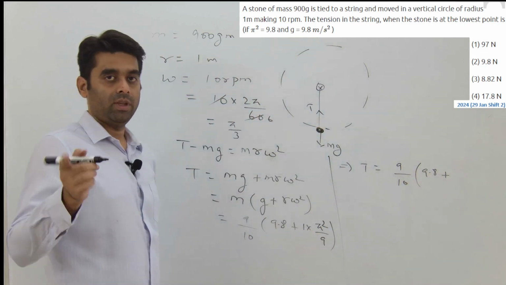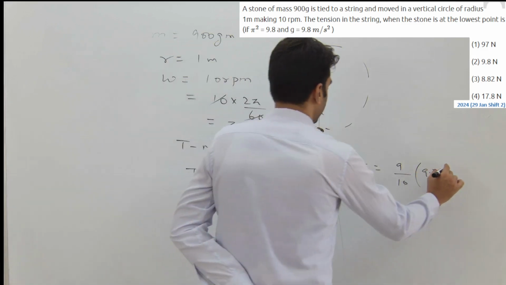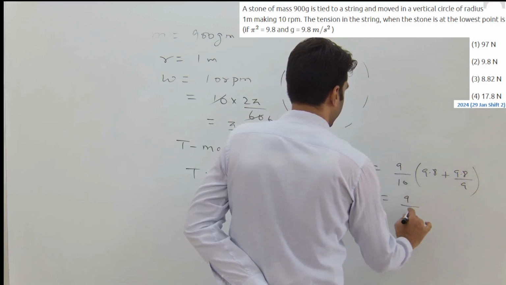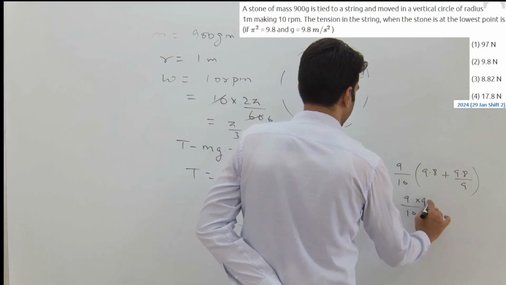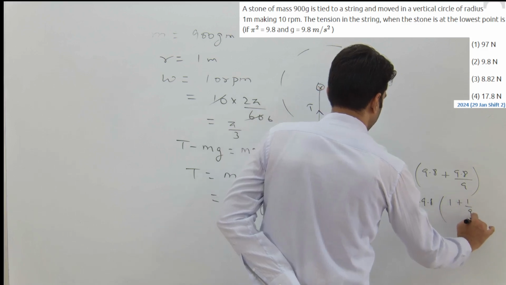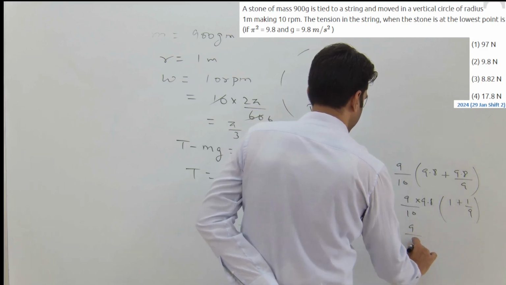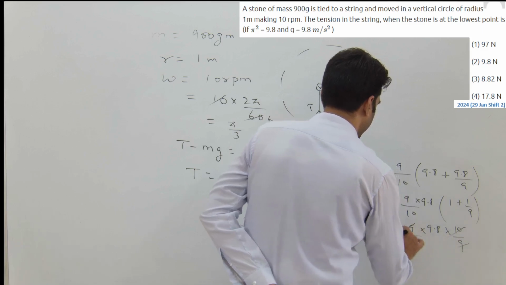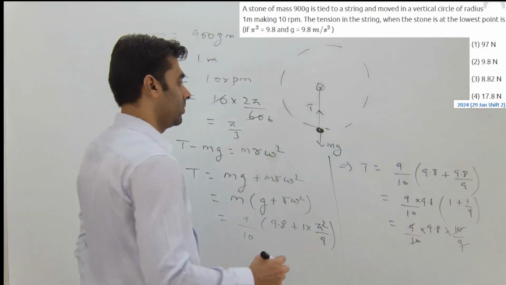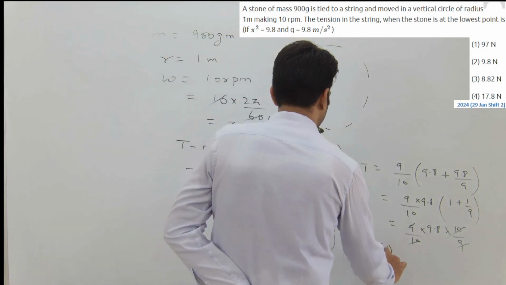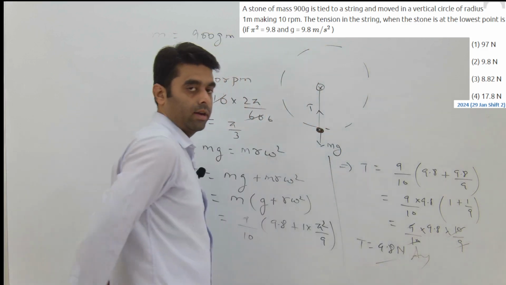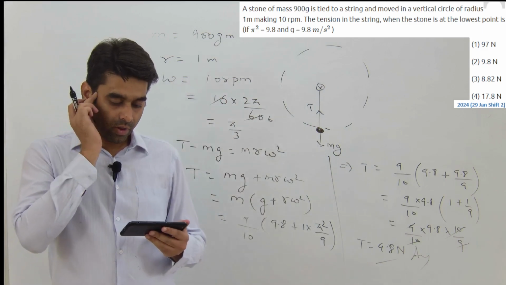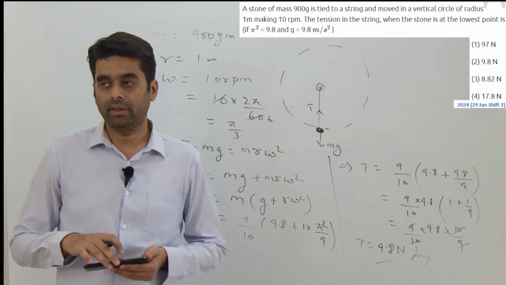plus pi square by 9. Again, the pi square value is given in the question. Take pi square as 9.8. So 9.8 by 9. We can take 9.8 common over here: 1 plus 1 by 9. So 9 by 10 into 9.8 into 10 by 9. 10, 10 and 9, 9 cancel out. The tension value comes out to be 9.8 Newton. Right? 9.8 Newton is our tension. So let us check. Option number 2 is our correct answer. Let us move ahead.